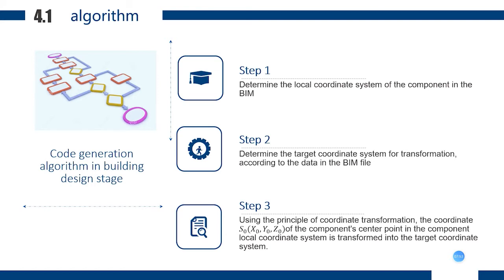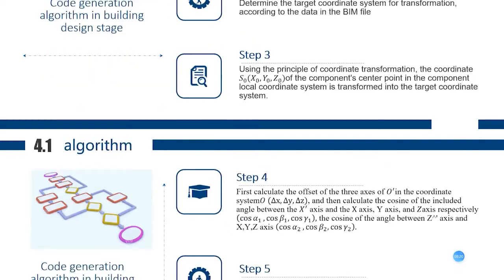Finally, the coordinates of the identification point of the entity in the building coordinate system can be obtained by the equation T times S apostrophe equals S. T is shown below on this PPT. Okay.